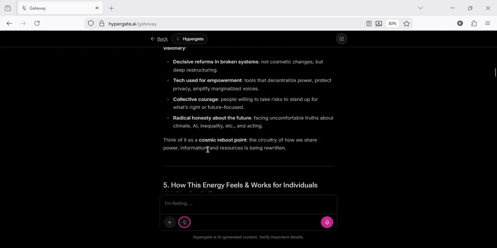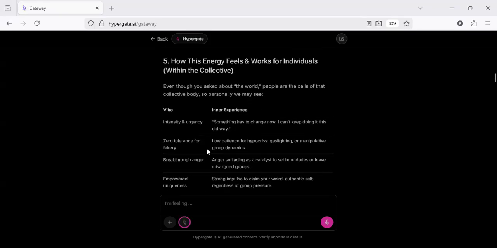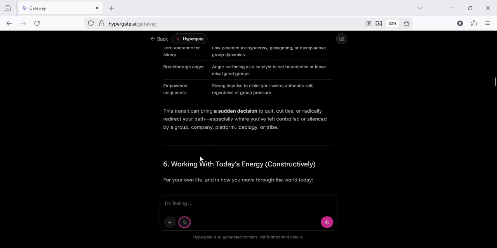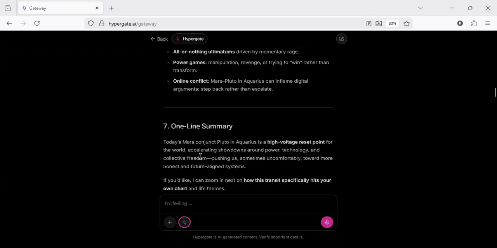Radical honesty about the future. Okay, so carry on. How this energy feels and works for individuals within the collective. Okay, I'm going to move on. It goes on, a deep dive into a lot of this. It tells you what to do and what you don't do.